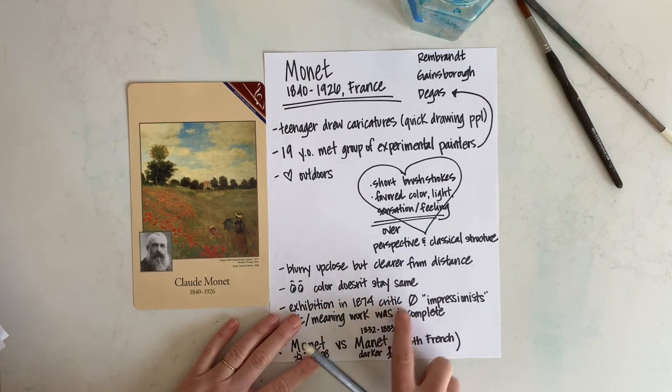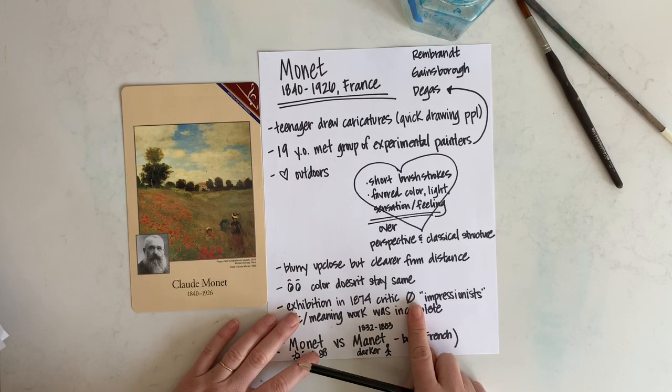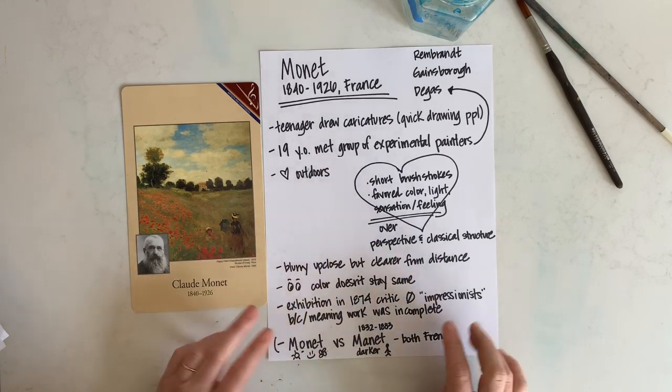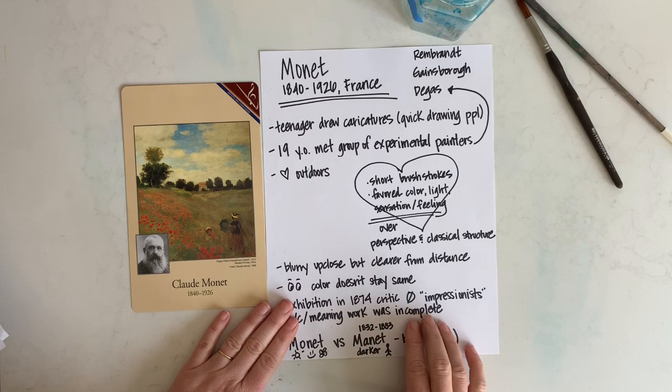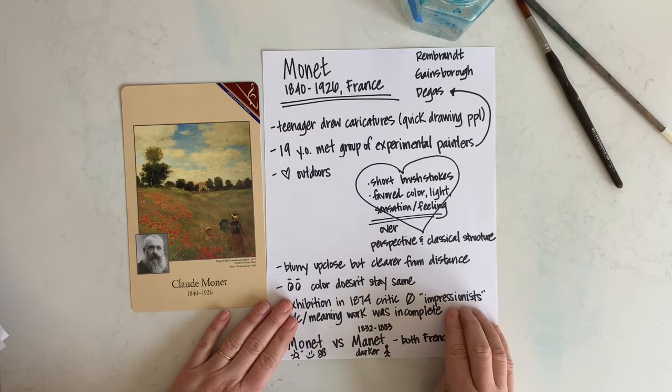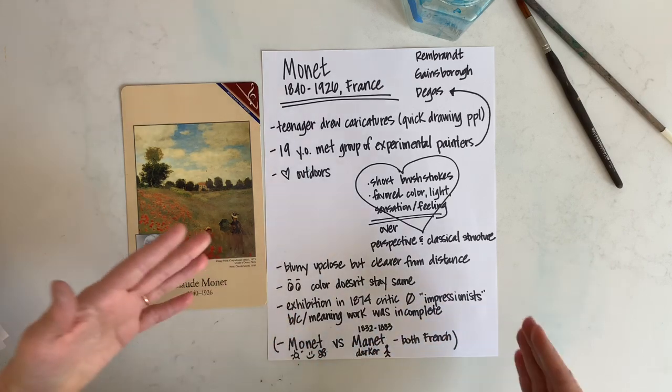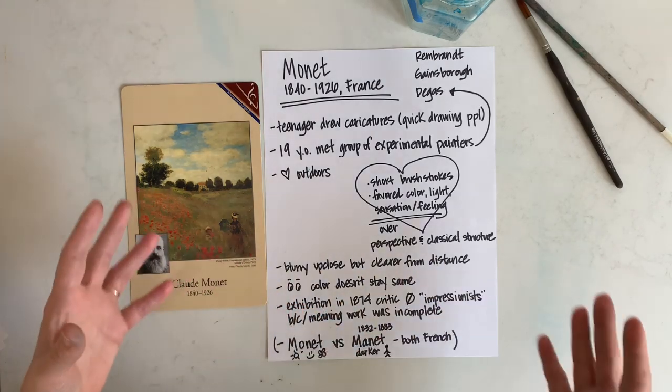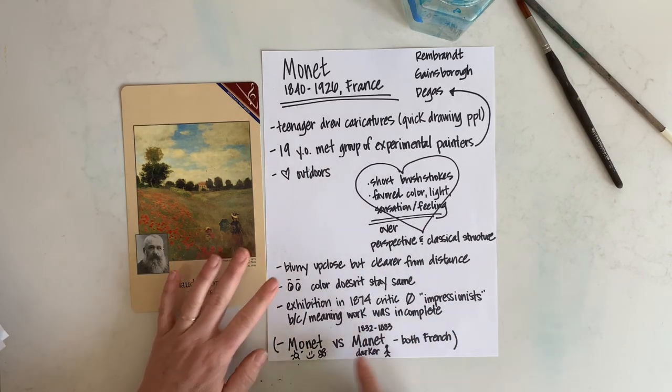Well, an art critic came by and he was like, no way. Y'all are like impressionists, meaning your work is incomplete. What he meant as negative actually ended up being the term that we now call this art movement, and we call them impressionist.